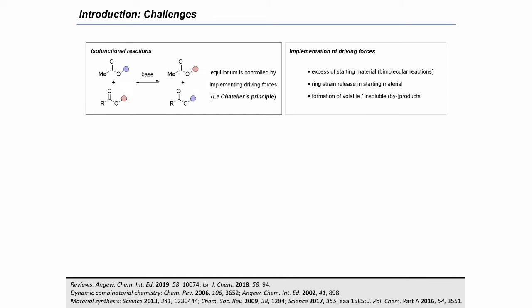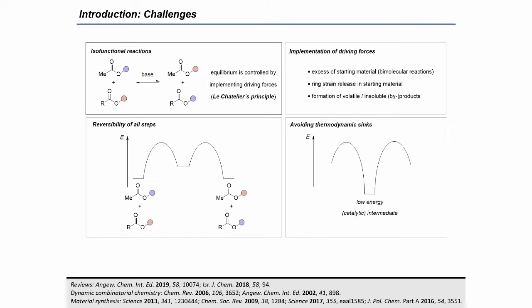For instance, in a bimolecular reaction, one starting material can be added in excess with respect to the second starting material, and thus the reaction is driven towards product formation. Also, using starting materials that exhibit a ring strain release upon reaction, or the formation of volatile or insoluble products or byproducts, may drive the reaction towards the desired side. At the same time, when novel reversible reactions are developed, the reversibility of all elementary steps needs to be ensured. Thus, thermodynamic sinks, for instance due to the formation of energetically low-lying intermediates, need to be avoided.